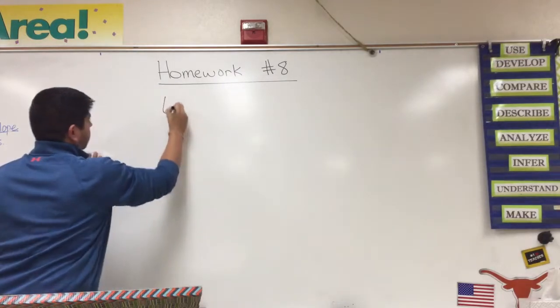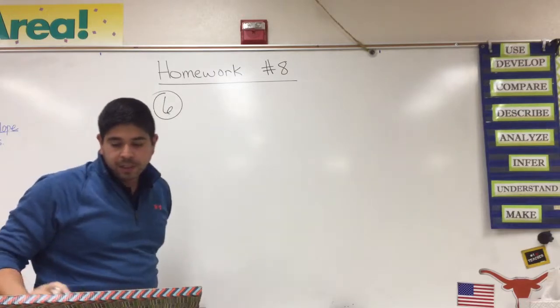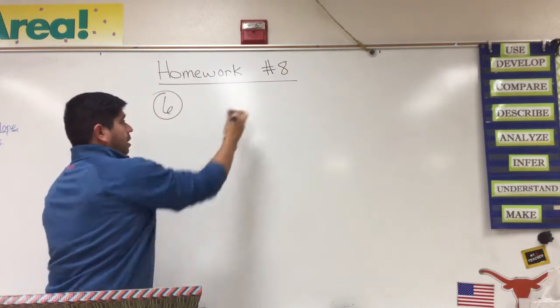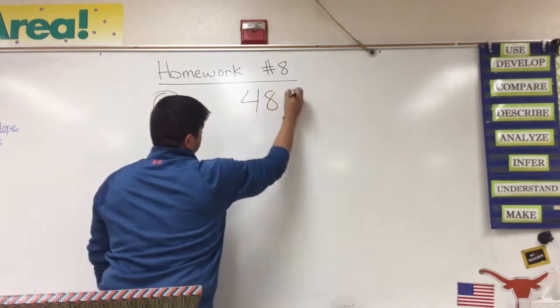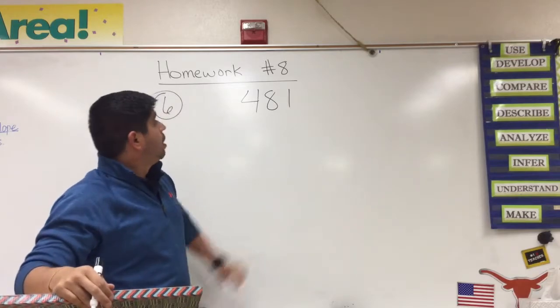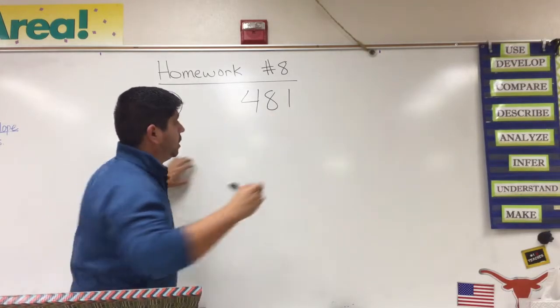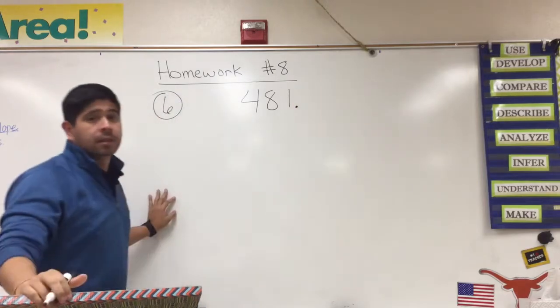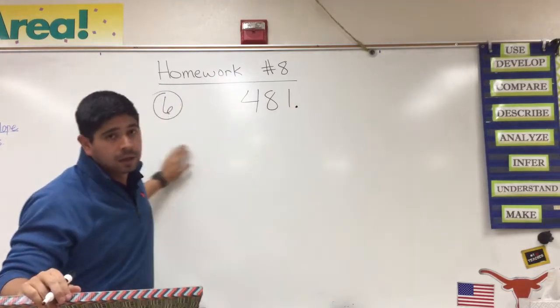Number 6, what is the representation of 481 using scientific notation? So, here's my number, 481. We got to go back to scientific notation. So, my decimal on this number is right here because there is no decimal. That's where it is, behind the last digit.